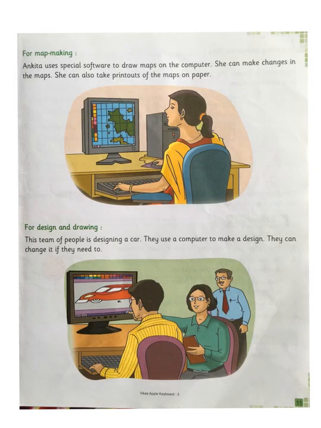Next use of computer is for map making. See, Ankita uses special software to draw maps on the computer. She can make changes in the maps. She can also take printouts of the maps on the computer. So there are special software for special functions.